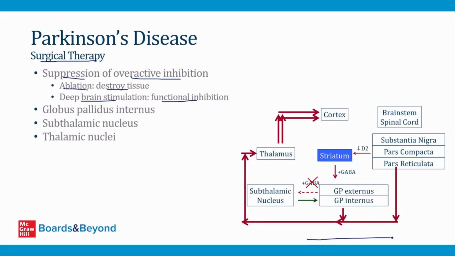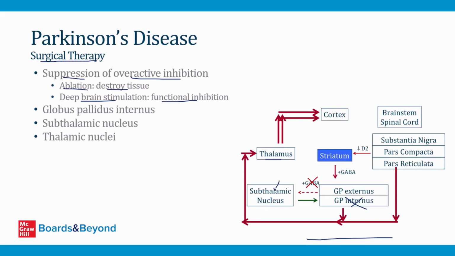So let's look at this drawing at the bottom of the slide here. This is the indirect pathway. It's overactive in Parkinson's disease. So if you want to shut it down, some of the things you could do are, first of all, you could inhibit the globus pallidus internus. That's one of the surgical treatments for Parkinson's disease. If you do that, then it will stop inhibiting the thalamus and you'll get some more movement.